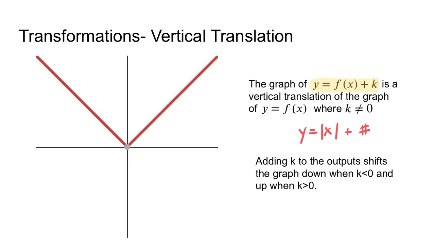And down, why do I say down? I say down because if the value for k is less than 0, my graph is going to move down. And when the value for k is greater than 0, my graph is going to move up. Let me show you what I mean.